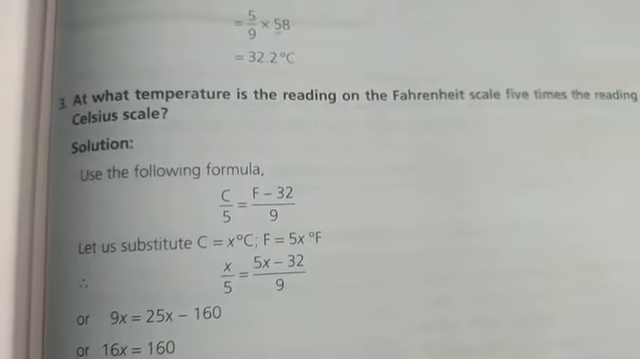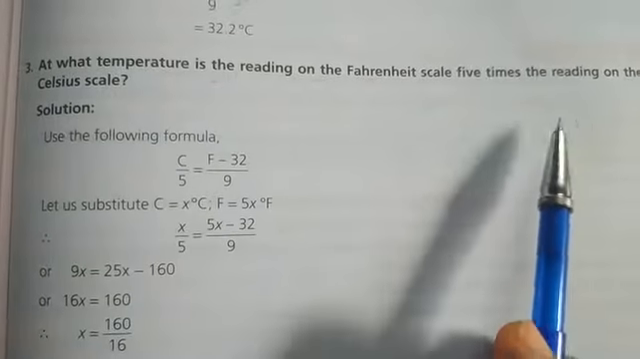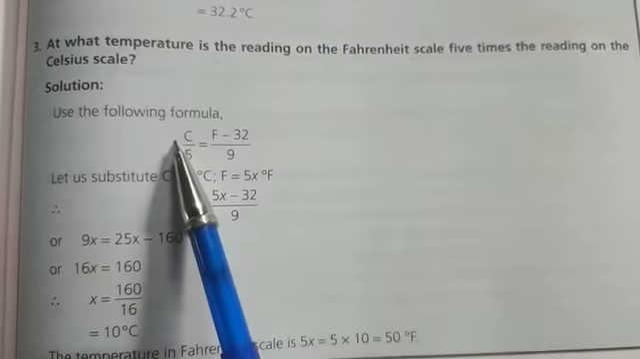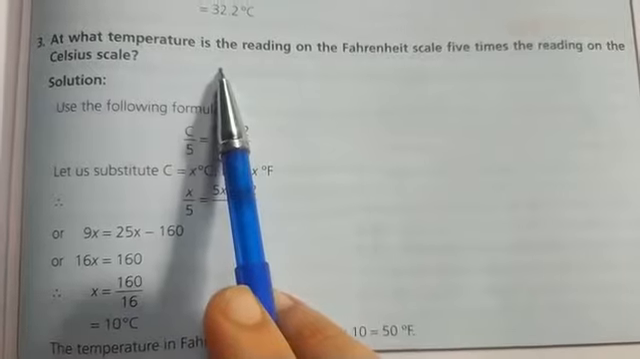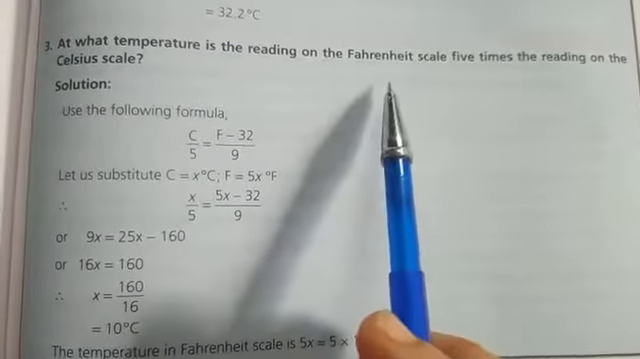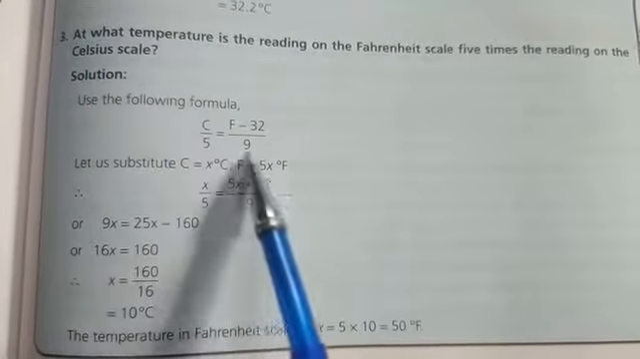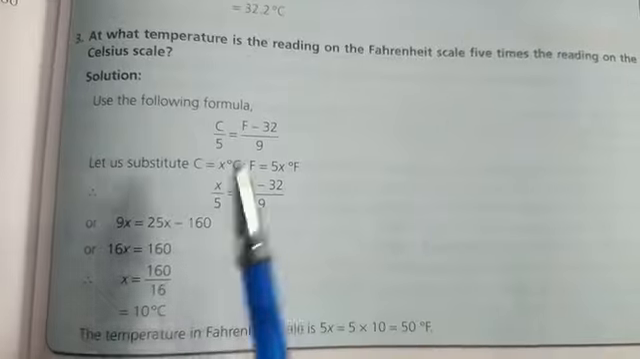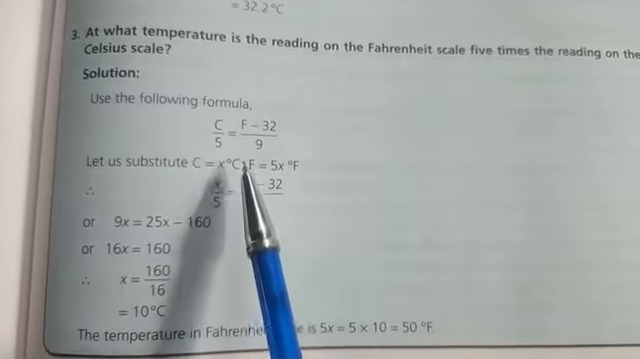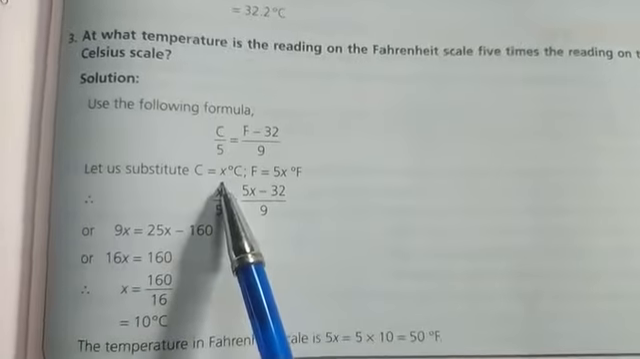Next is, at what temperature is the reading on the Fahrenheit scale 5 times the reading on the Celsius scale? So we have to find out that temperature on which the reading on the Fahrenheit scale is 5 times the reading on the Celsius scale. So we use this relation. Firstly we will assume the temperature in degrees Celsius, and on Fahrenheit it is given that it is 5 times that of the degree Celsius.